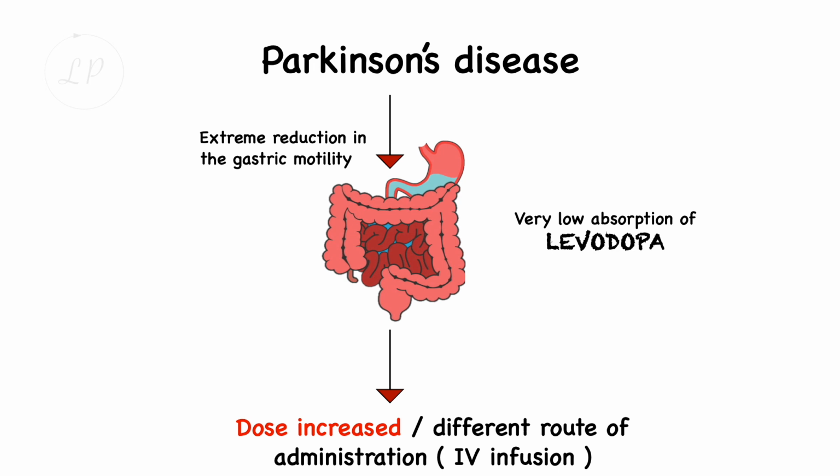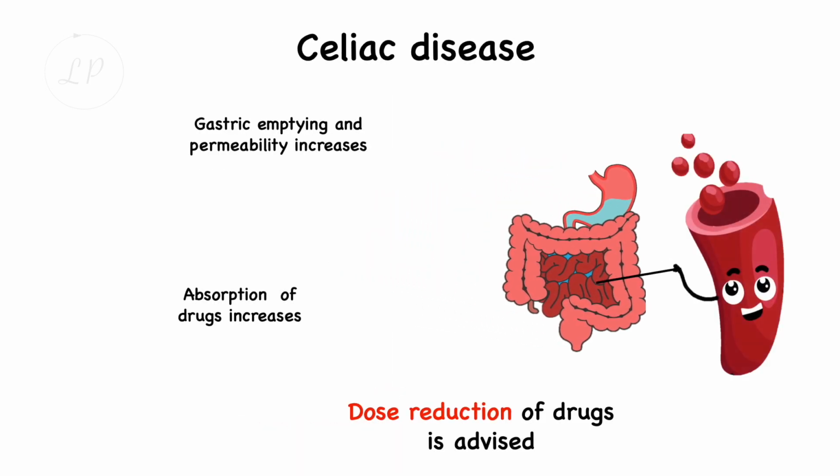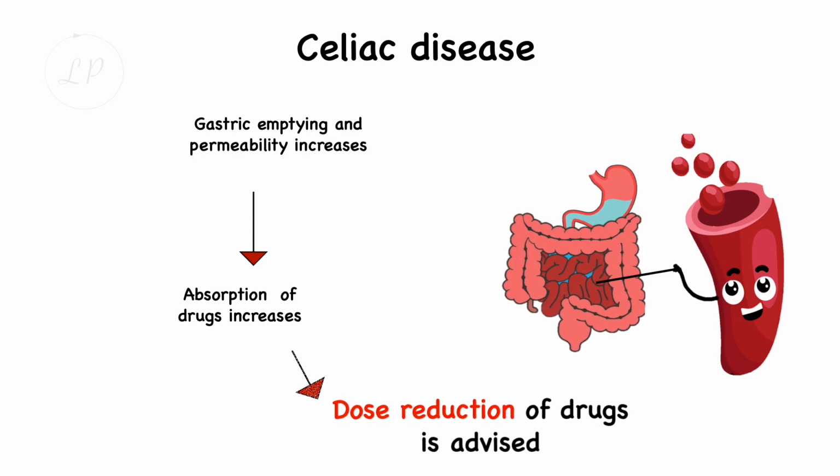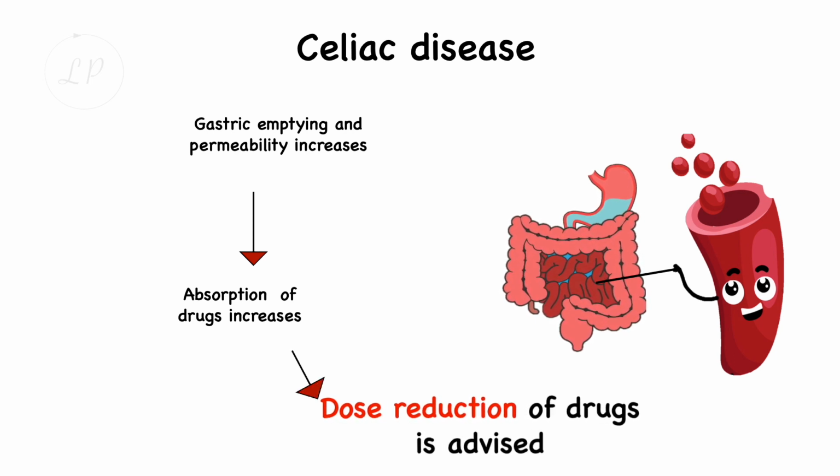Levodopa, which is used to treat Parkinson's disease, shows very low absorption because of the reduction in gastric motility. Here also, dose alteration is the only option for better results. Contrary to the previous examples, celiac disease is associated with increased gastric motility. Therefore, an increased and irrational absorption of the drug is always experienced from the gastrointestinal tract. So, a dose reduction would be suggested in celiac disease.